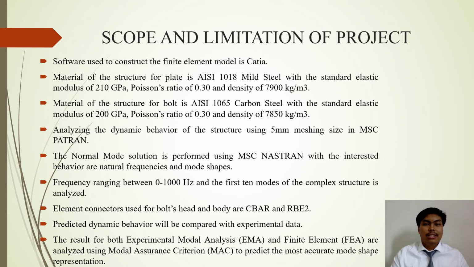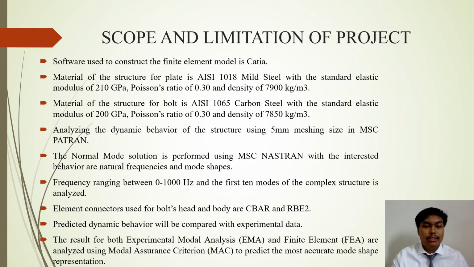Scope and limitation of project. Software used to construct the finite element model is CATIA. Material of the structure for the plate is AISI 1018 mild steel with the standard elastic modulus of 210 GPa, Poisson's ratio of 0.30, and density of 7,900 kg per meter cube.